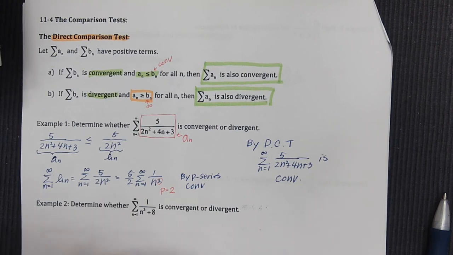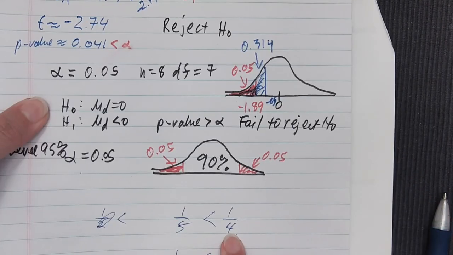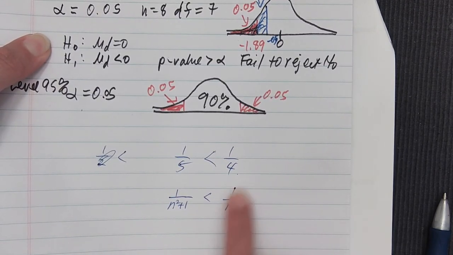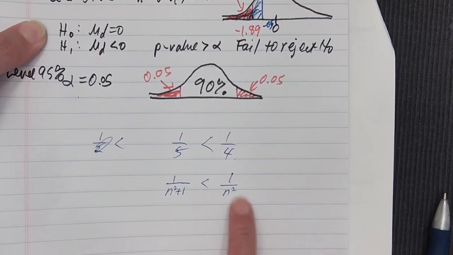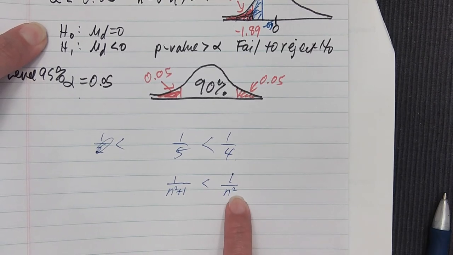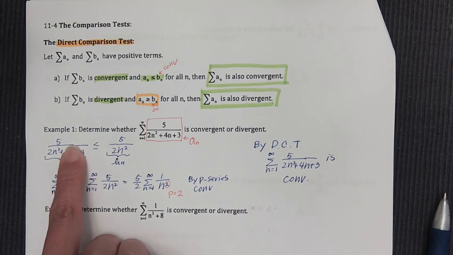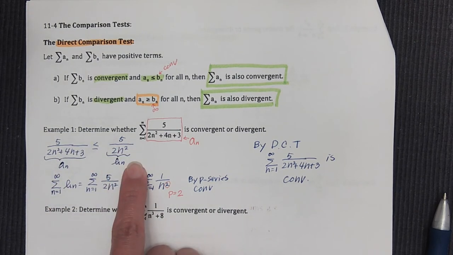Okay, so that's what this means, right? If the denominator is smaller, the fraction is bigger. So if we have an extra one, I'm going to get rid of the one. Whatever the extra stuff is, let's take it away. So it makes bigger fractions.